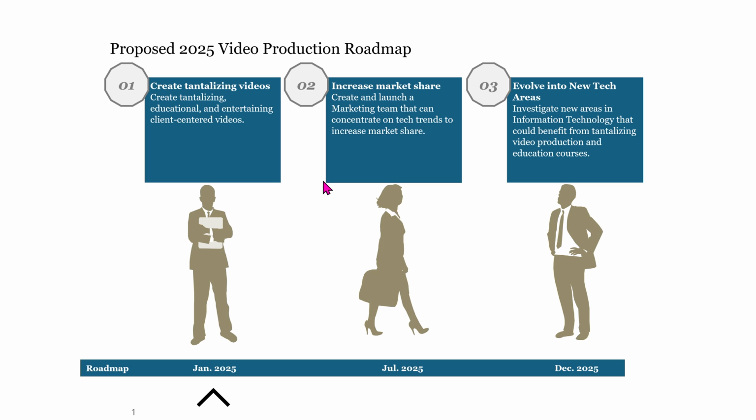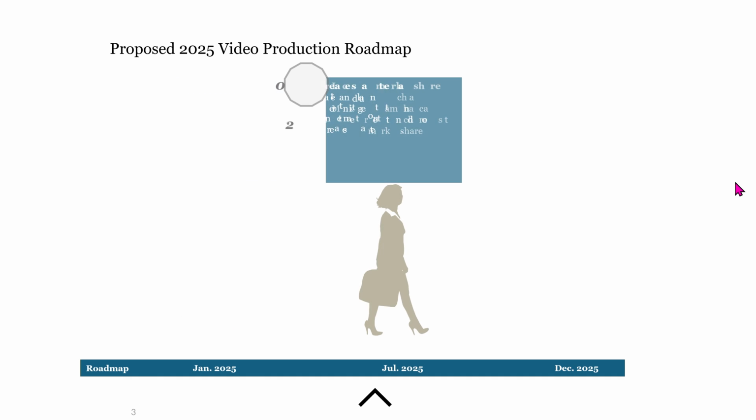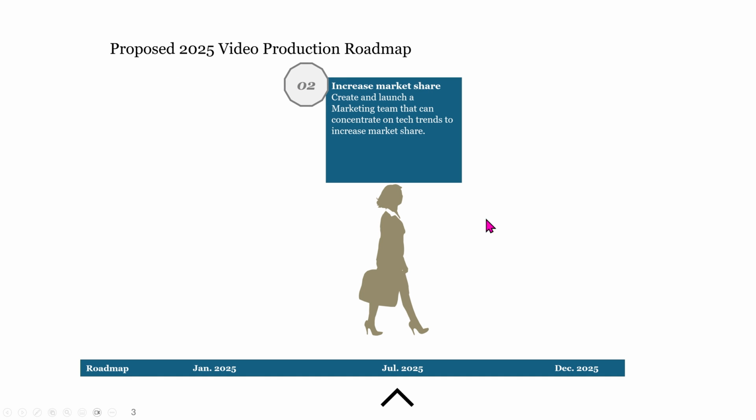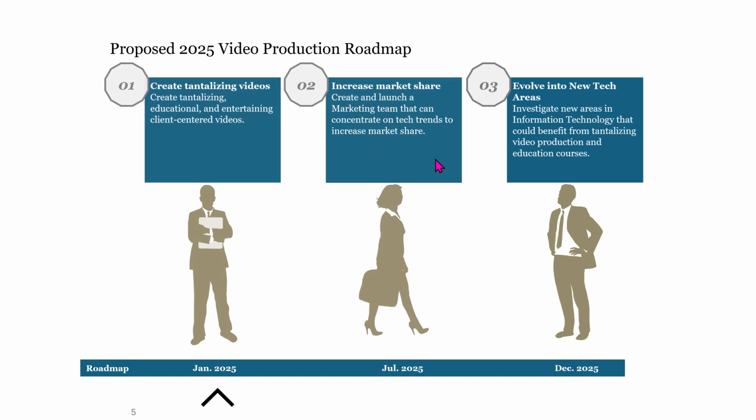In this third example for the Morph functionality for PowerPoint, we have a video production roadmap. If I click once, it's on the main slide. If I click twice, it goes to the first element of the roadmap, which is creating tantalizing videos. If I click again, it goes to increasing market share, which is the second element of the roadmap. If I click once more, it goes to the third element of the roadmap, which is evolving to new technologies. If I click once more, it goes back to the main slide.